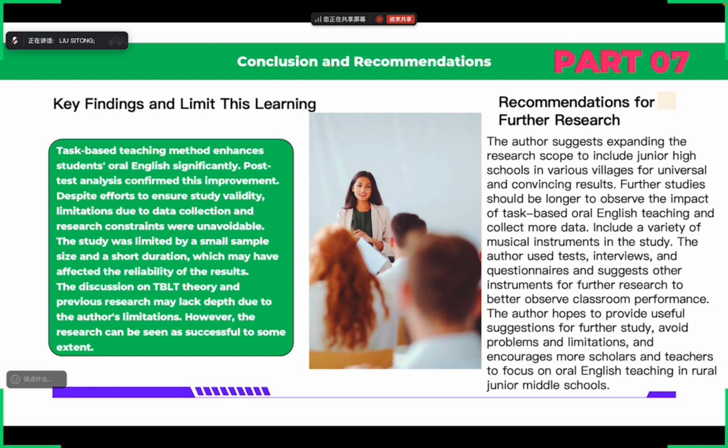So this study demonstrates that TBLT can significantly improve rural junior high school students' oral English proficiency. However, balancing oral skills with test performance remains a challenge. Future improvements should focus on teacher training, classroom adaptation, and parental support to ensure students develop the ability to speak confidently and fluently. Okay, that's all.